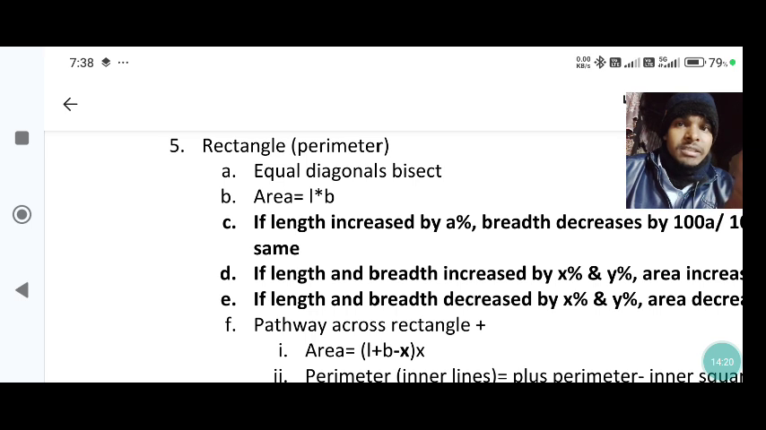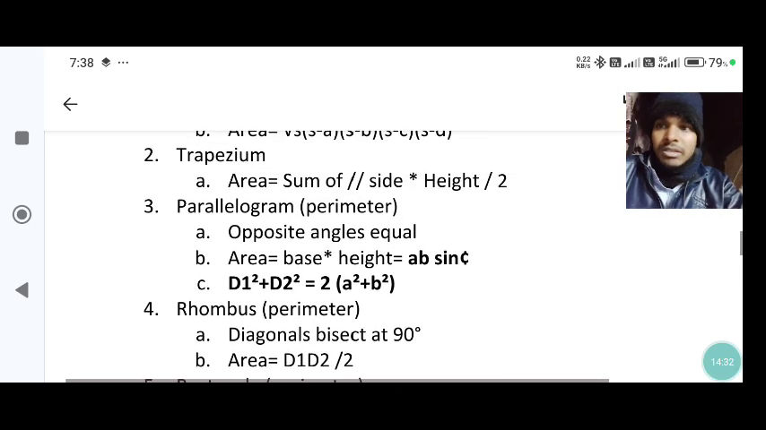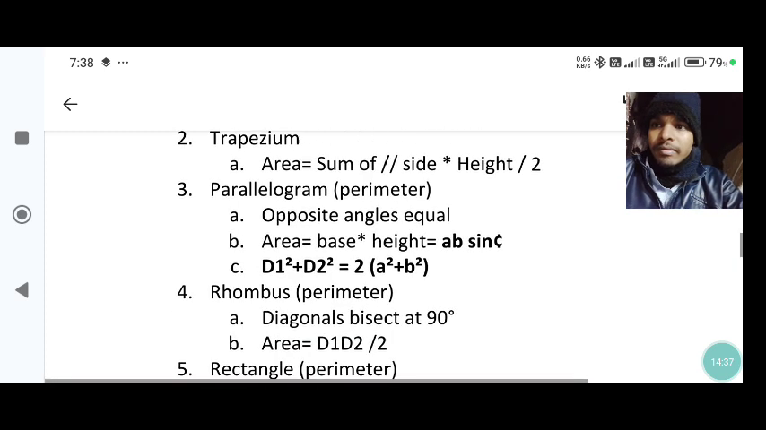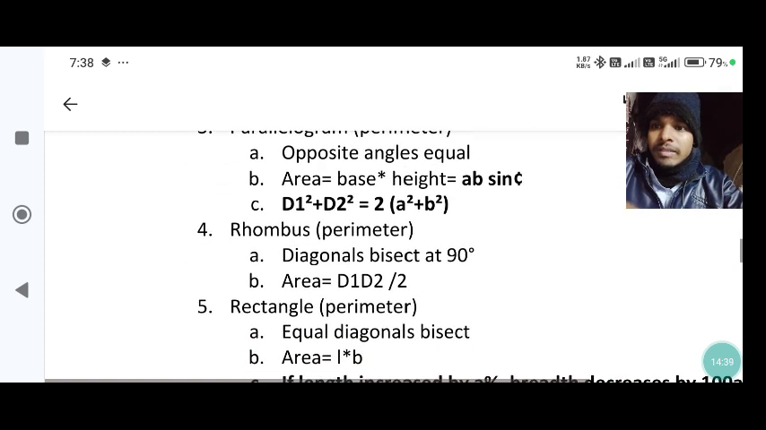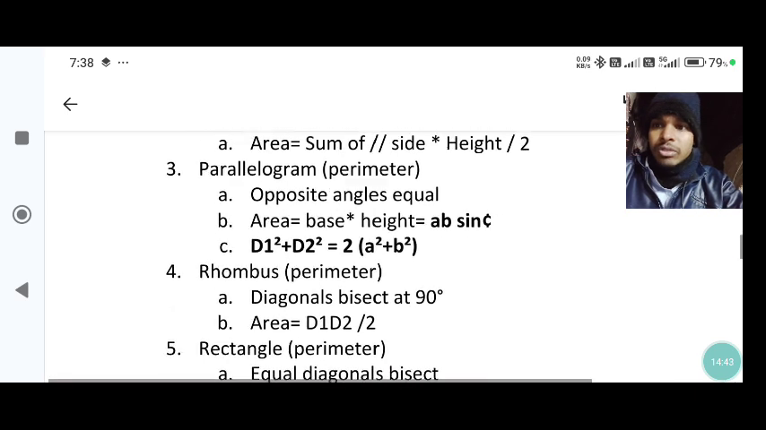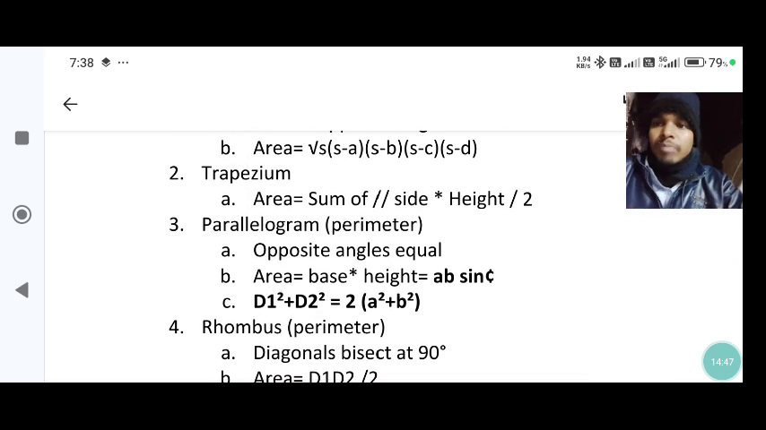bisect at 90 degrees. And only if the two pairs of the sides are parallel, then only it will bisect each other, like in a parallelogram. Like in equal diagonals, here diagonals are equal. This is to be noted. Diagonals bisect at 90 degrees for a rhombus. For a parallelogram, diagonals bisect.